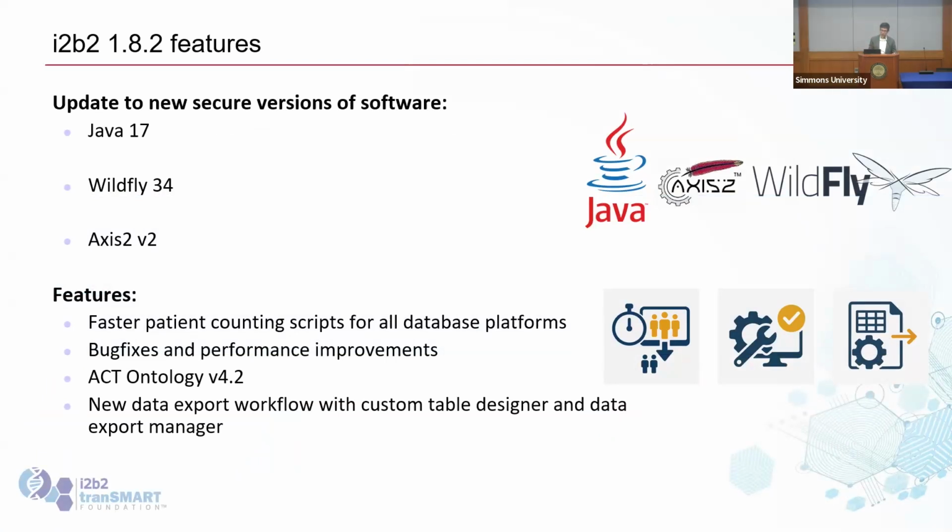Major changes from a technology stack standpoint: we've upgraded to Java 17, Wildfly 34, Axis2, all these things because of security reasons. In order to pass the security tests that enterprises are requiring to run I2B2, we needed to upgrade to these versions. So we are moving away from Java 8 after many, many years.